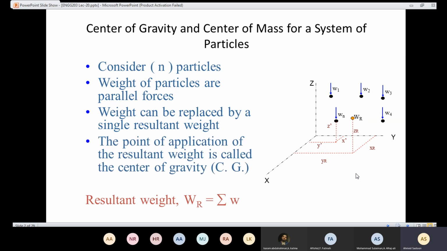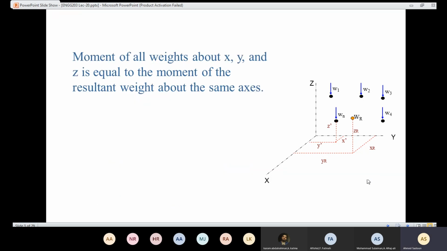The point of application of the resultant weight here is the point of application. We call this the center of gravity, CG. So now how are we going to determine the values of XR, YR, and ZR? In order to do that, we need to take the moment about X in order to know YR, and the moment about Y in order to know XR. Then take the moment about either Y or X in order to know ZR. So I need to take the moment about X, Y, or Z.